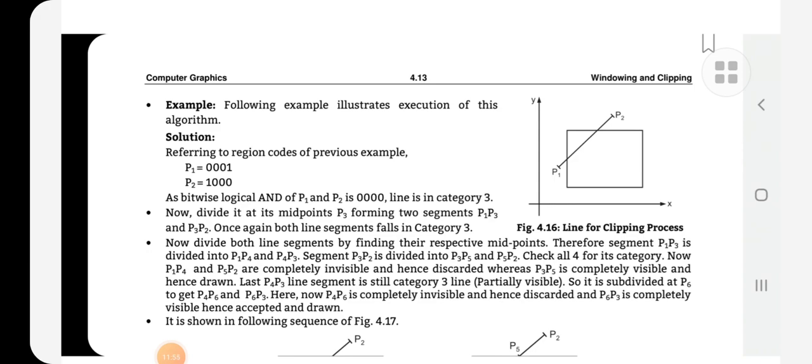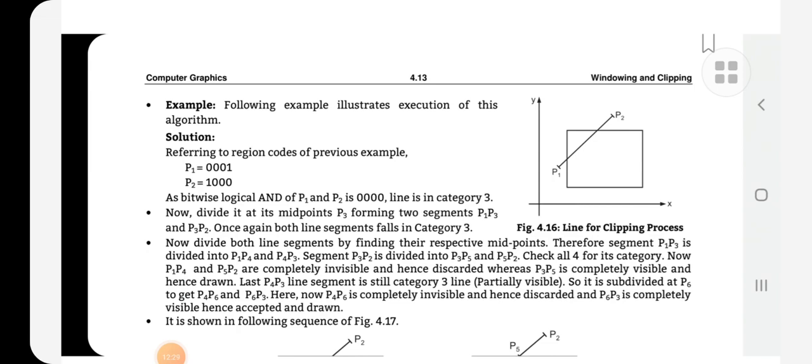This is an example of the midpoint algorithm. The figure shows the line for the clipping process, with the actual visible and invisible lines shown here. The following example illustrates it. Phases 1 and 2 are included, and these are considered according to category 1, 2 or 3.